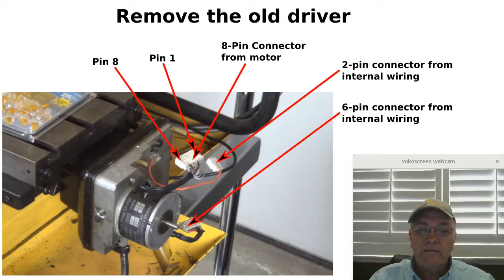The color coding on the motor wiring is likely to be faded, so it's important to keep track of the wires. I did this by cutting the wires off and attaching them one by one. There's a 1 on the 8-pin motor connector designating pin 1.